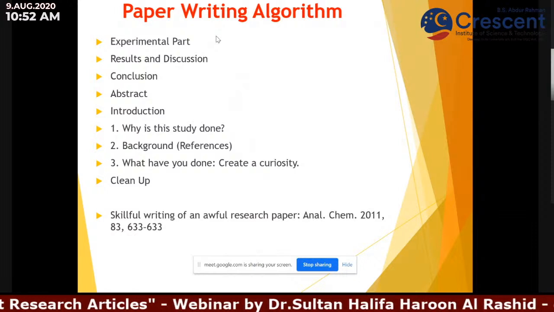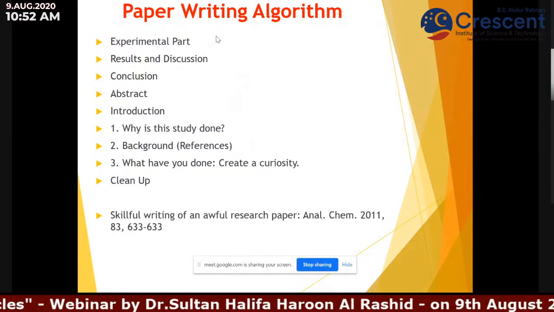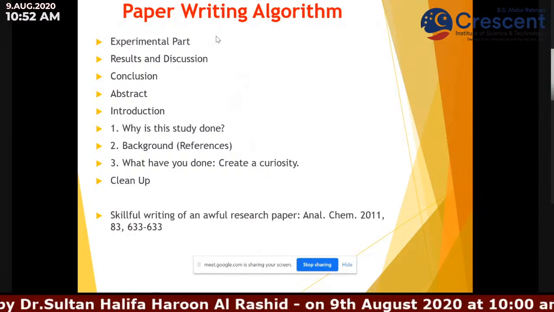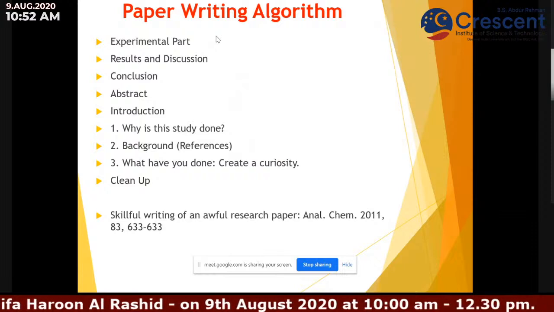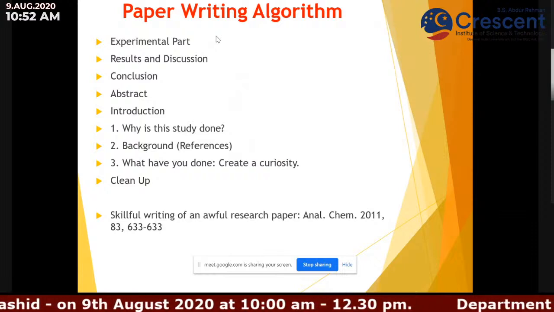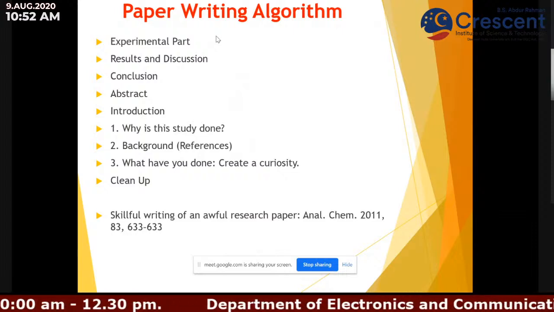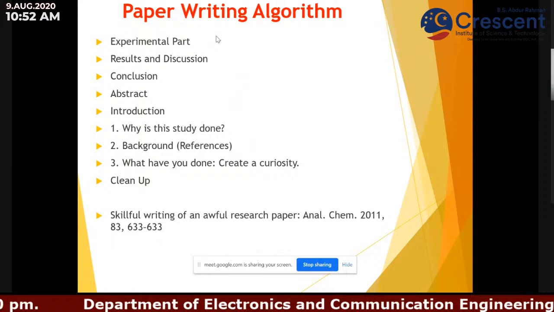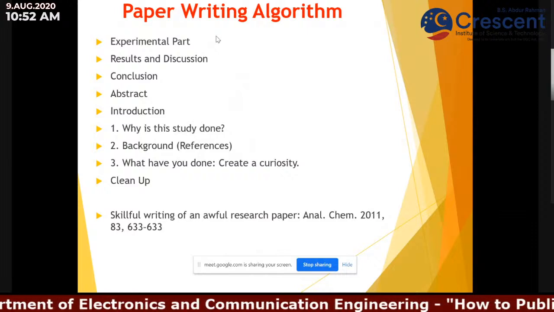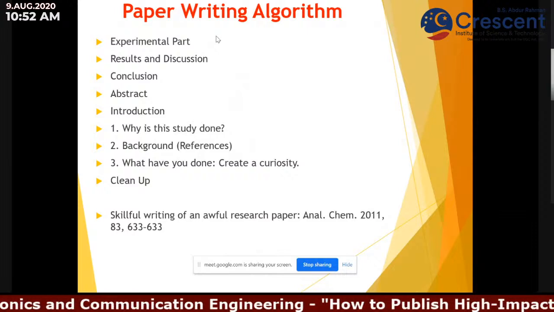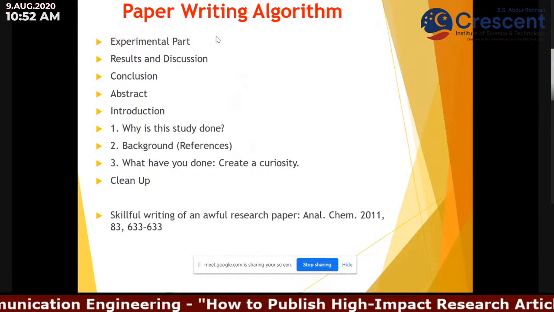Say, for example, you're making an omelet. You know, you need eggs, onions, chili. If it is India, especially South India, more chili powder and pepper, all these things together. This is your experimental part and you know it. And it's very easy to write it. Write that first. This is your first step of encouraging yourself to write a paper.